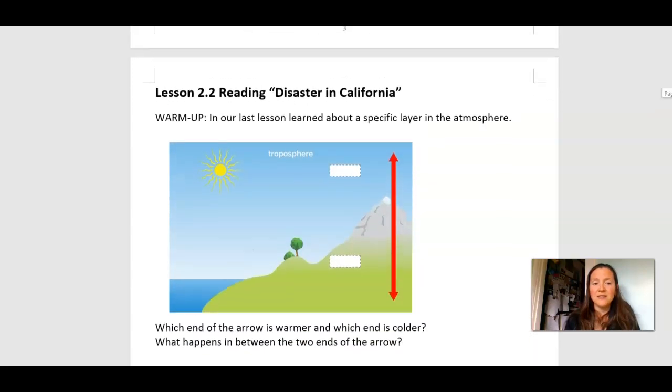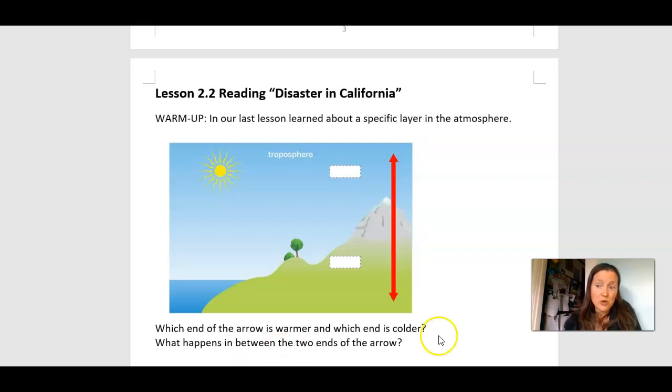All right, here we go. Lesson 2.2. Let's do a warm-up. In our last lesson, we learned about a specific layer in the atmosphere. Do you remember what that term was? Give you a minute to think about it.